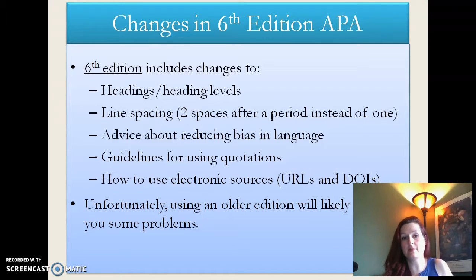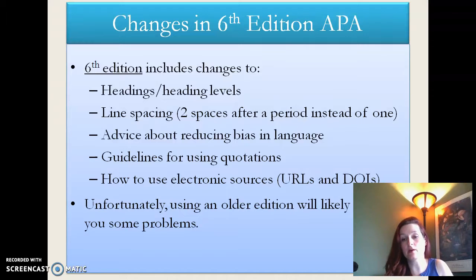Also, there's advice in there about reducing bias in language, and making sure that we're sensitive to various groups when we're writing, so that's important. There are new guidelines for using quotes. There are guidelines for using electronic sources, so web URLs, DOIs, DOI numbers, all those sorts of things come up.